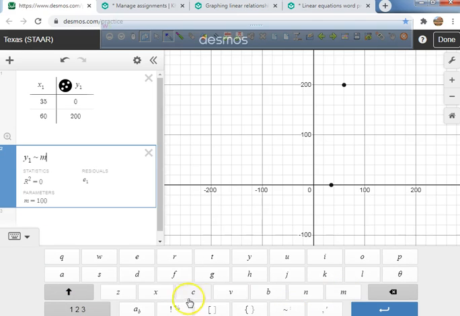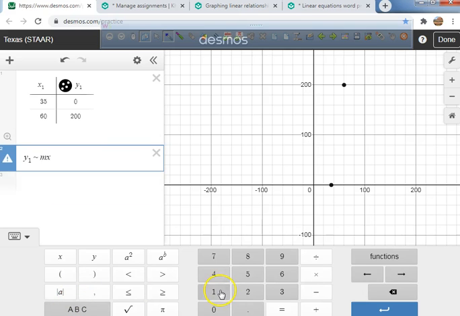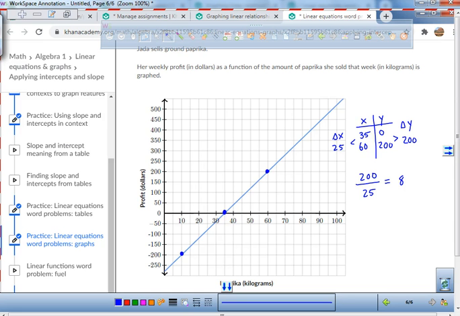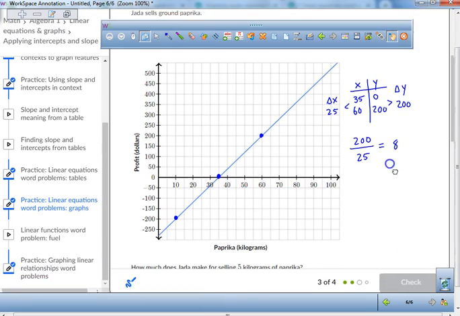Okay? And you type in an M, an X, a 1, and then plus the letter B. Does everybody see right there that M is 8? Now, that's the slope per 1 kilogram. So she makes $8 for 1 kilogram. That's what that means.